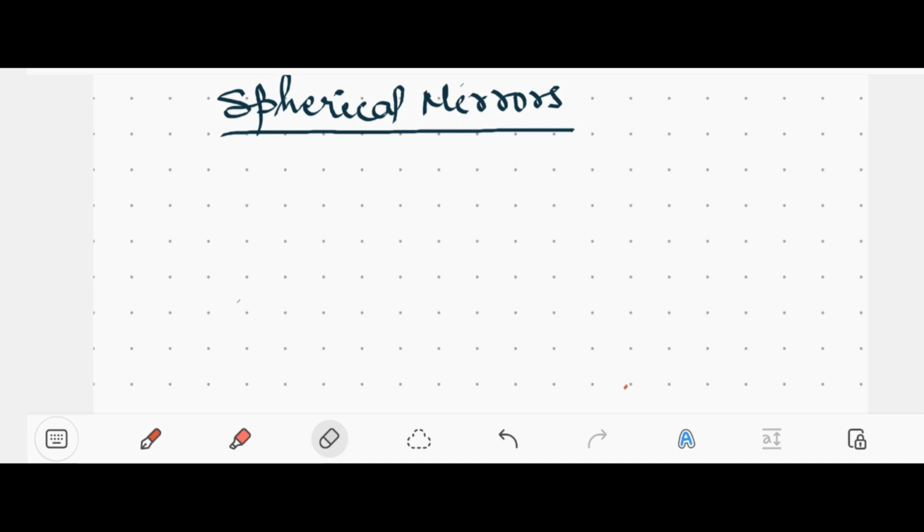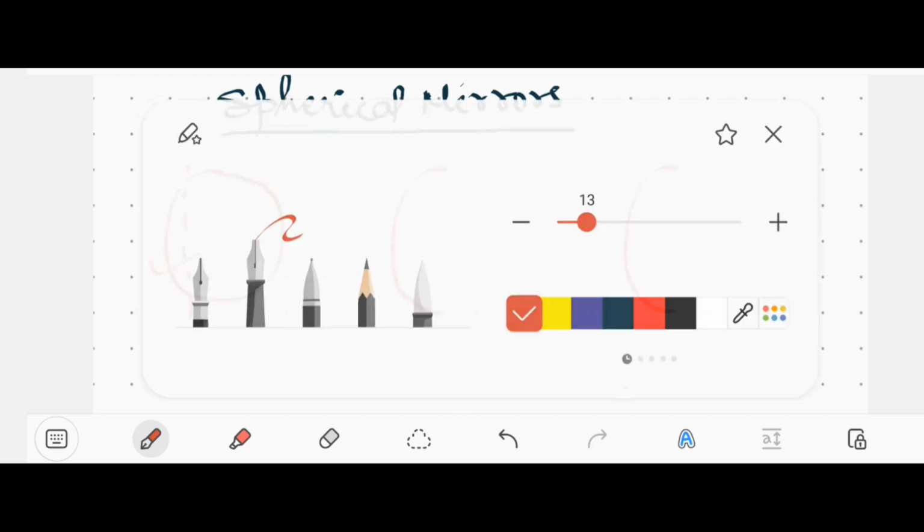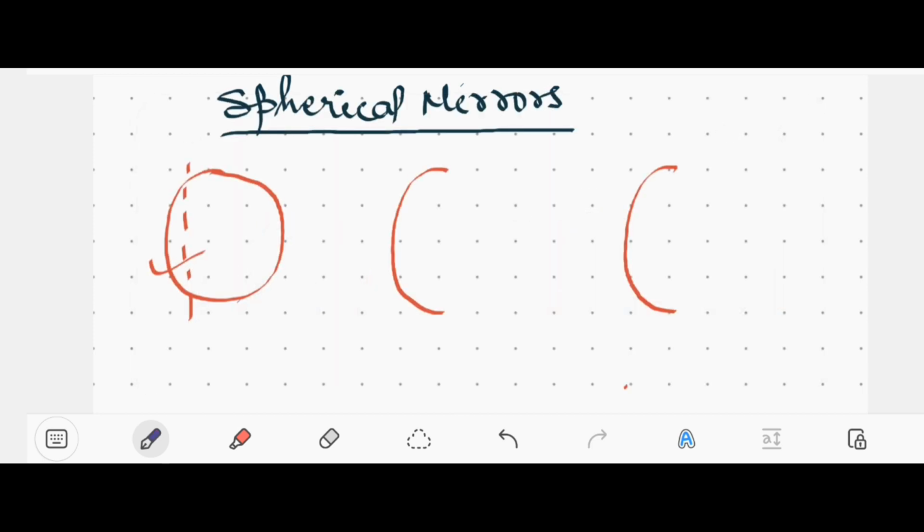Before starting, let us try to find the answer to how spherical mirrors are formed. Let us consider we have a sphere, and we cut a part of it. Let us consider we have cut this curved structure from the sphere, and we have two such curved structures. In the first figure, let us consider we are polishing the outer part of it.